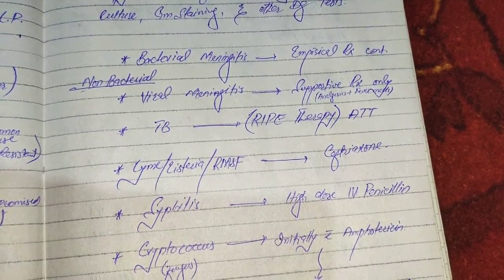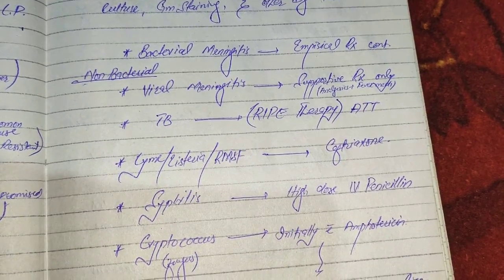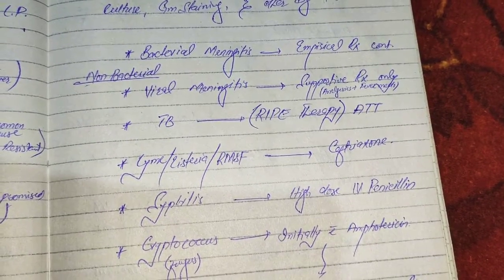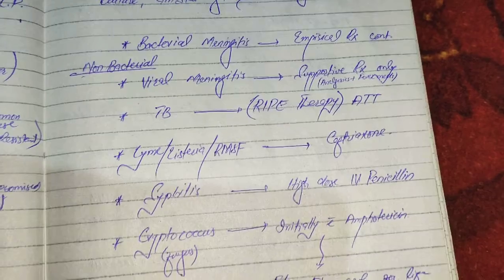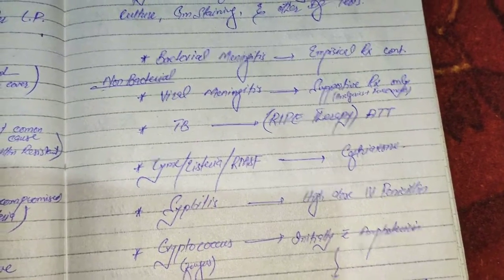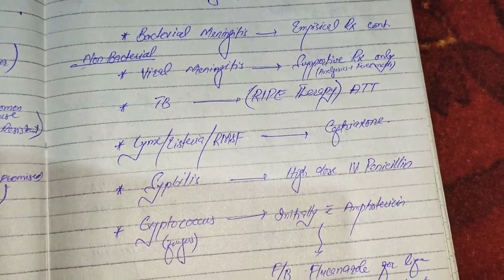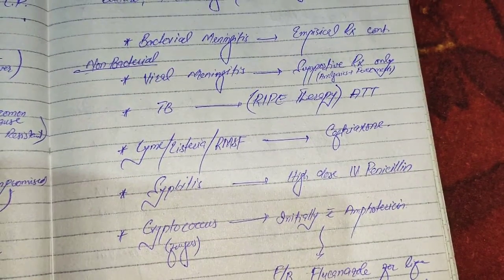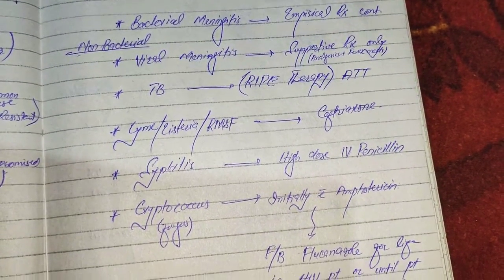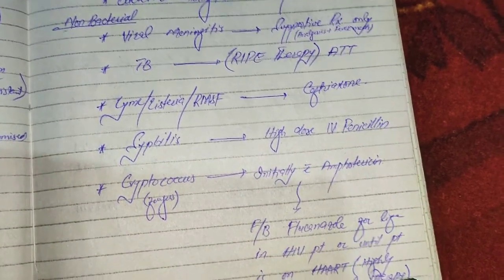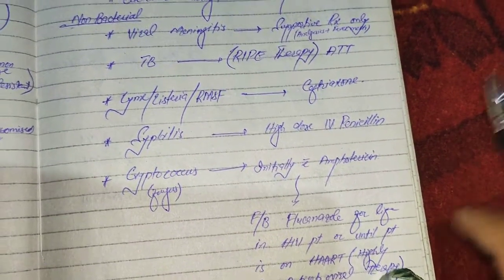But if it is non-bacterial, then you have to find out the cause. If it comes out to be viral meningitis, then you just give them supportive treatment such as analgesics and something for the fever, etc. In case of TB, you give them antituberculous therapy. In case of Lyme disease, Listeria, or Rocky Mountain spotted fever, you give them ceftriaxone. In case of syphilis, you give them high dose IV penicillin.